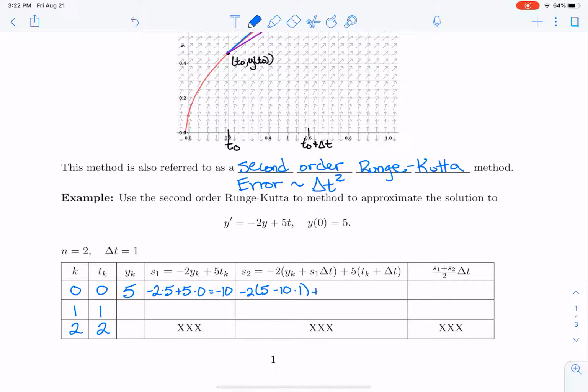And then we're going to add to this 5 times t plus delta t. So t is 0 and delta t is 1. If we add all of that together, we're going to get a positive slope of 15. Okay, so now we're going to average the 2 slopes. So we're going to do negative 10 plus 15 over 2 times our delta t of 1, and that's going to give us 2.5.